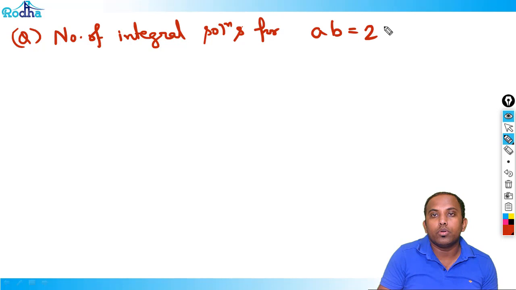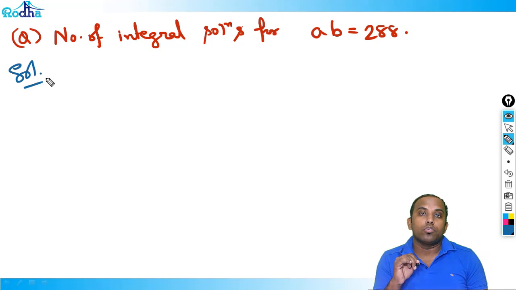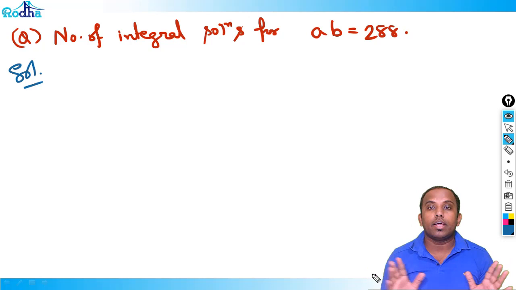Correct. Now, understand this very carefully. If A into B is equal to 288, and I am looking for integral solutions, what do we mean by integral solutions here? Integral solution means A and B can be positive as well as negative integers. I have not written factors here. So A and B are positive or negative integers now.